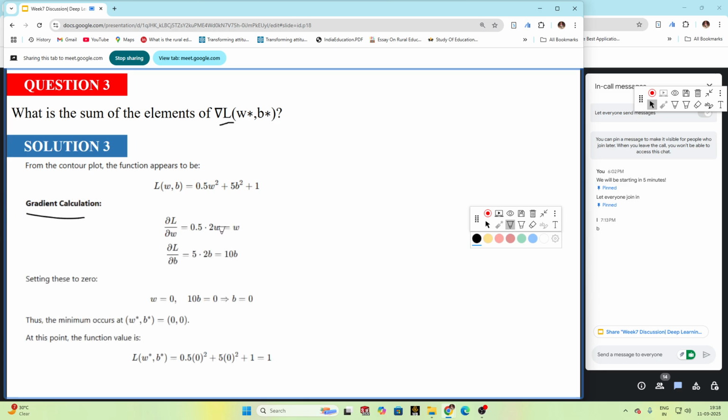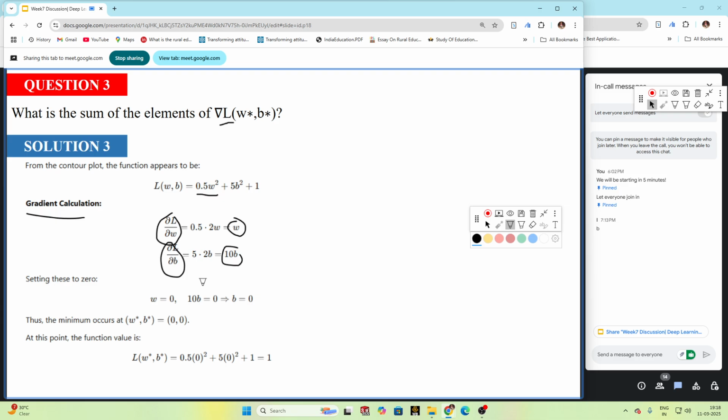So this is the gradient calculation. First we will do del L by del w. Whenever we do del L by del w, it is 0.5 into 2w, that is w. Now del L by del b you will do, and that is 5 into 2b, that is 10b. So you have calculated del L by del w and del L by del b.